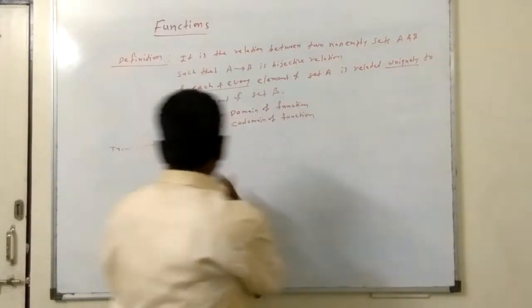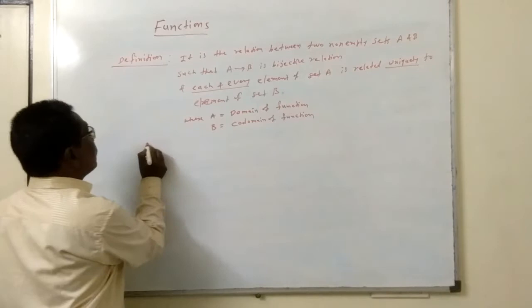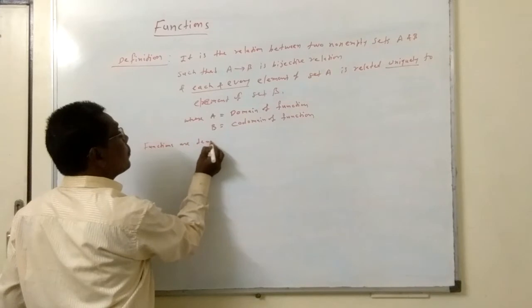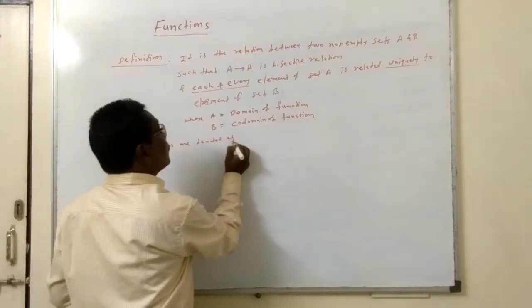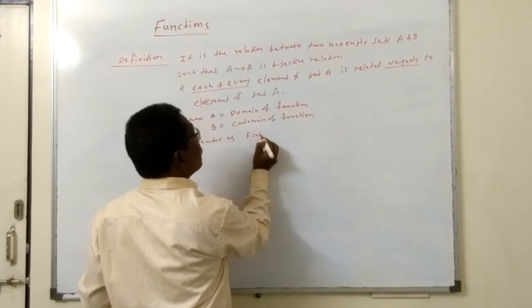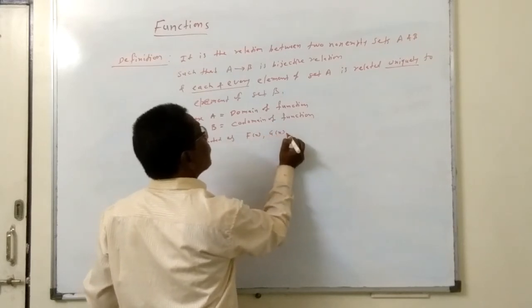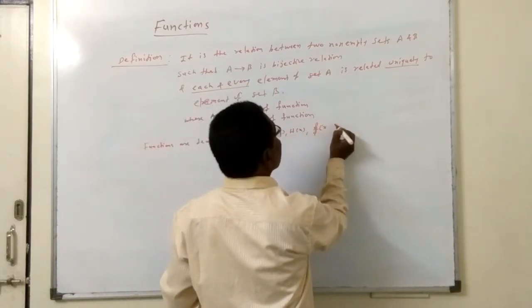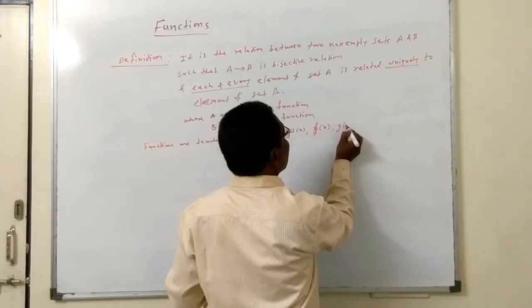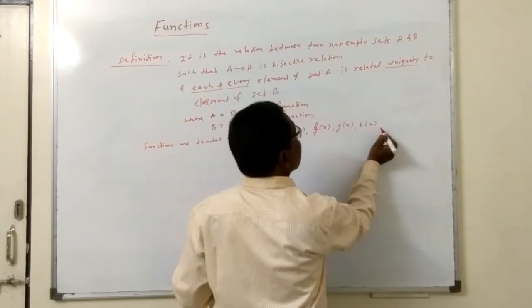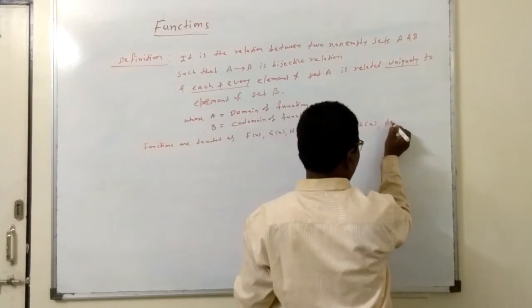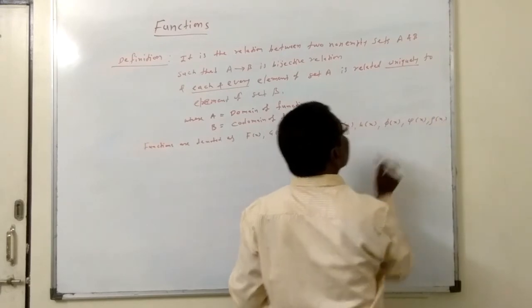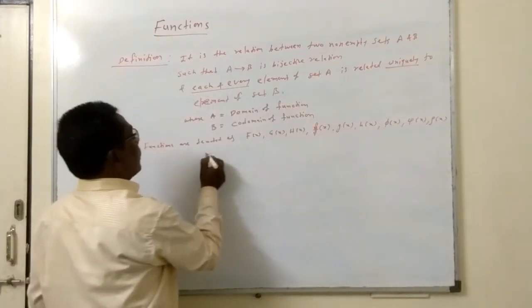Actually, these functions are denoted as f of x, g of x, h of x, or maybe small f of x, small g of x, small h of x, again phi of x, psi of x, rho of x, etc.